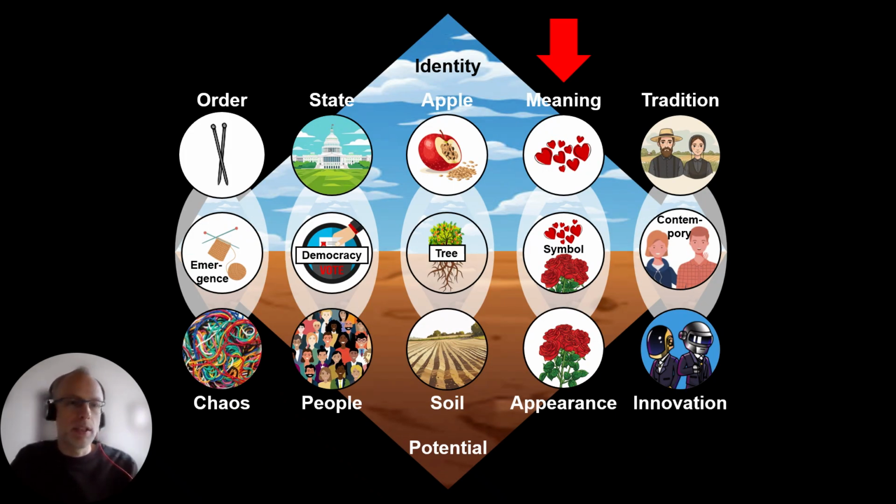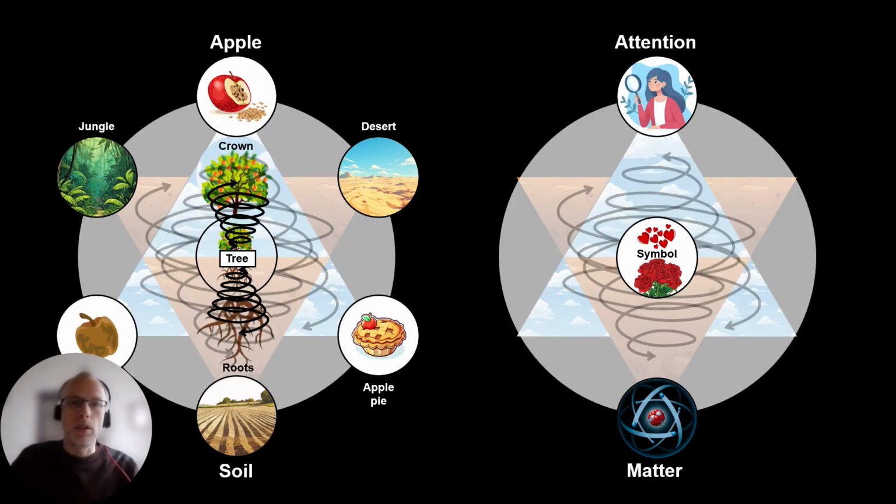So we now explained the state and the people unifying, and also the apple and the soil. Let's look at the third one, how meaning and appearance come together in a symbol. We're now going to look at how attention merges with matter to form, in the middle, a symbol. So what is attention? Attention is like a consciousness, an identity that is focused. You can focus on everything, so you have to focus through this blue triangle spiraling downwards in order to find the matter. And the identity determines where you're focused on, what you want to look for.